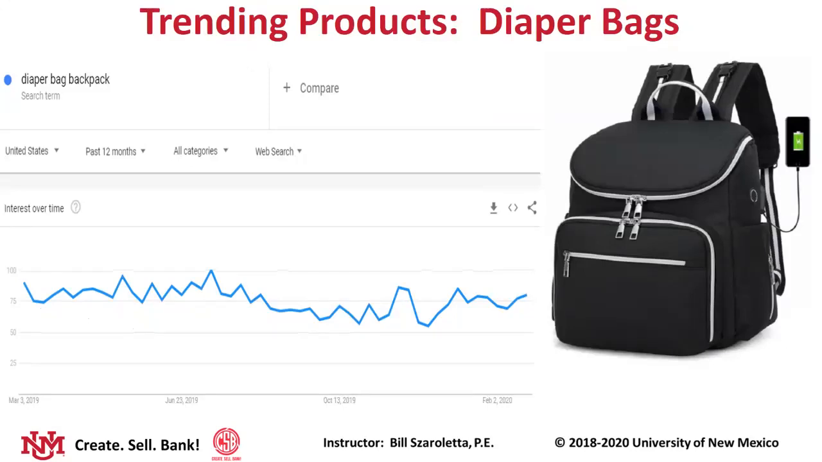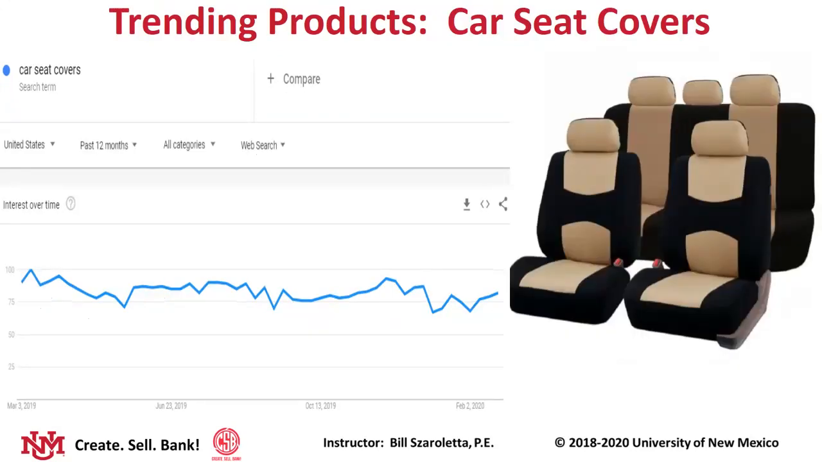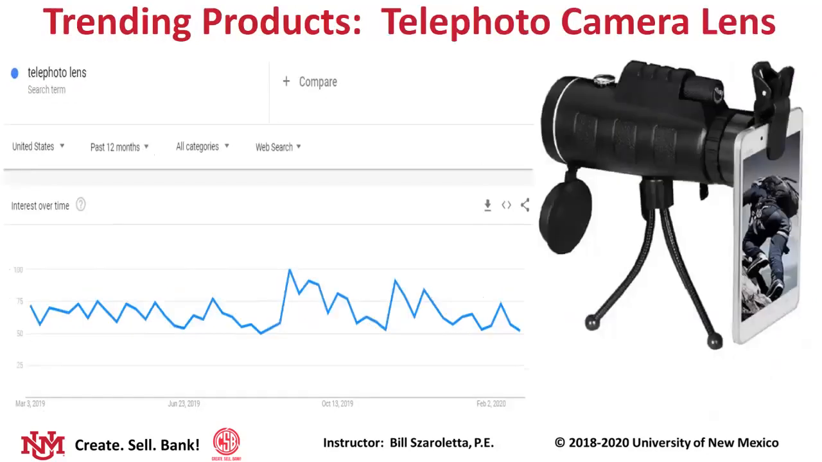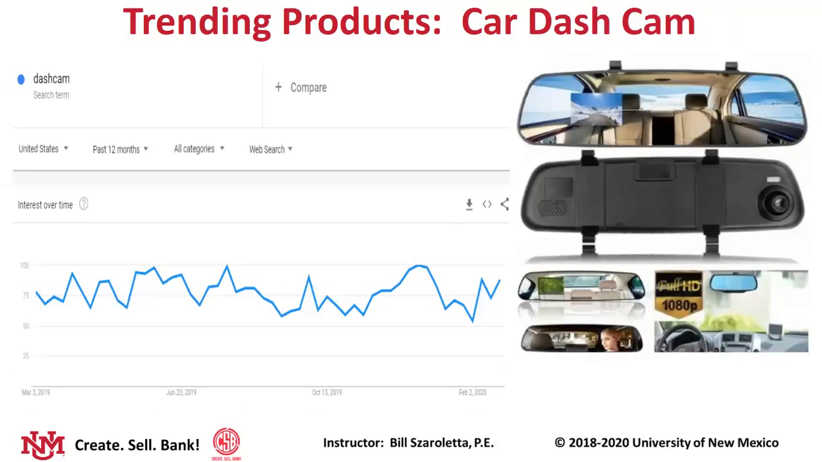Diaper bags. Look at these things. They're just growing. I mean, 75. They dip down, but then the trend is up. But same thing for car seat covers. Very, very high demand. Almost, if you look at the average of that is probably the highest average out of any of these across the whole. And then a car dash cam, which again, 75. It dips down, but all told, it's above 50. So you can look at this on Google Trends.